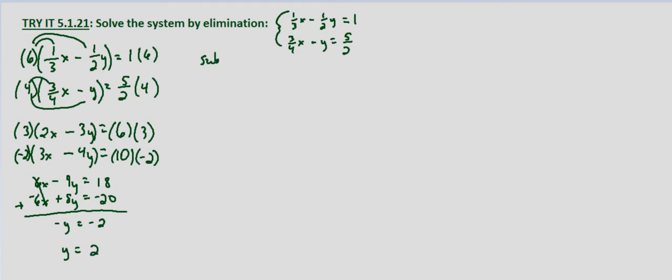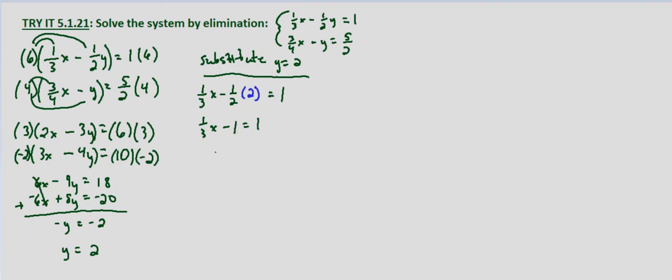Now we'll substitute y equals 2. You can use either equation. I'm going to use both equations. So 1/3 x minus 1/2 times 2 equals 1. 1/3 x minus 1/2 times 2 is 1, equals 1. Add 1 to both sides, we get 1/3 x equals 2. And now we'll multiply both sides by 3. And we get x equals 6.